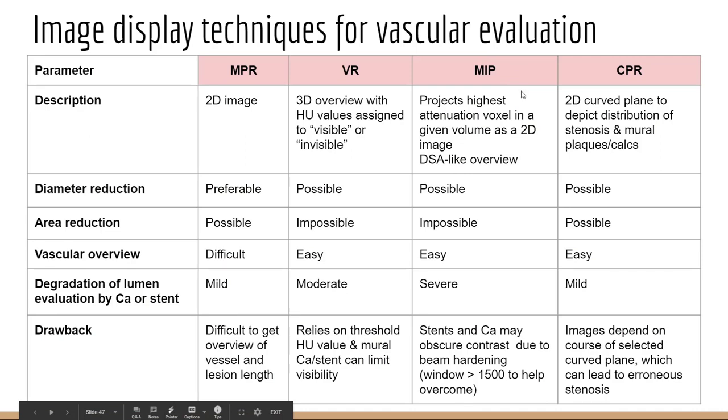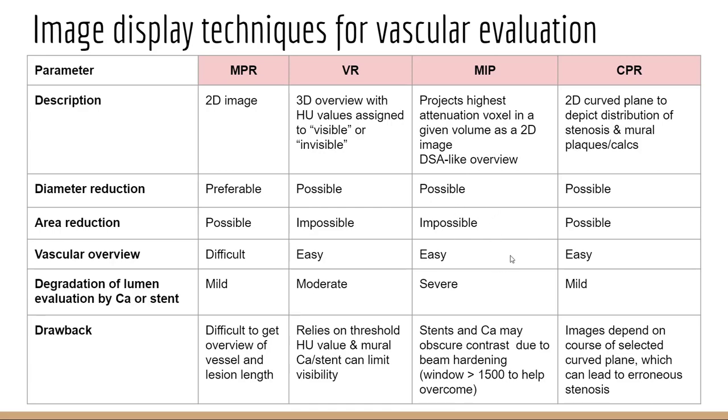MIPS can be very, very useful. I tend not to use them unless I'm giving talks, because I find the volume rendering provides just as much information as the MIPS. The MIPS are a 2D image, obviously, where software takes the highest attenuation voxel in a specific volume that we input and provides basically a DSA overview. It's pretty good with determining diameter reduction.